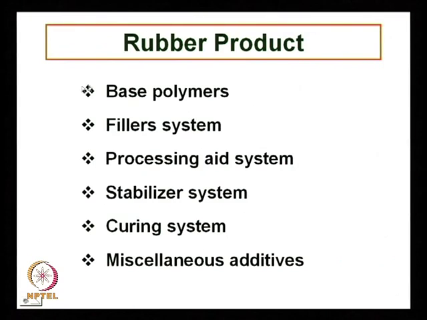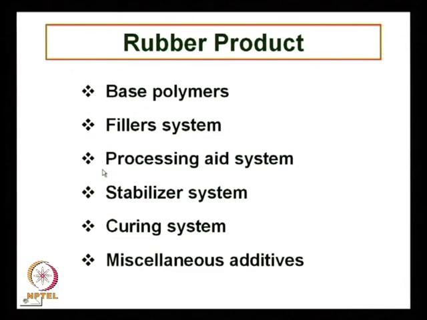Okay. Now, this slide shows the major components present in a rubber product. Base polymer: this may be natural rubber, styrene butadiene rubber, polyisoprene rubber, butyl rubber, polybutadiene rubber, chloroprene rubber, the names I have mentioned already. And the filler system: we incorporate fillers which increase the volume of the rubber product, and sometimes certain fillers impart improvements in properties, developing a broad spectrum of properties in the rubber products.